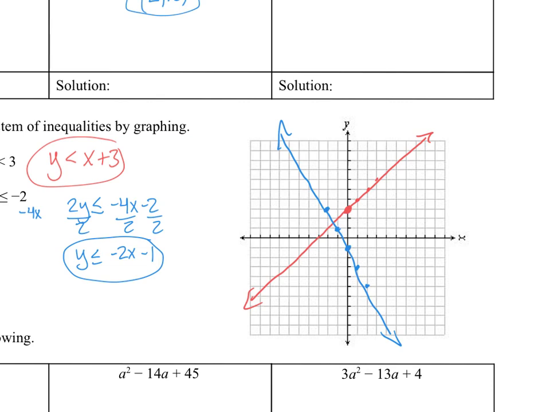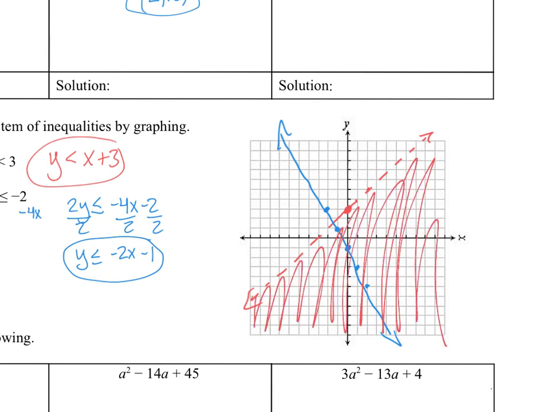Oh, you know what I could have done? Okay. I'm just going to make this dashed. Nicely done. So that red is going to be dashed because it does not include the line. So where am I going to shade? In the red, I'm going to shade below because less than means shade below. So all of this gets shaded.